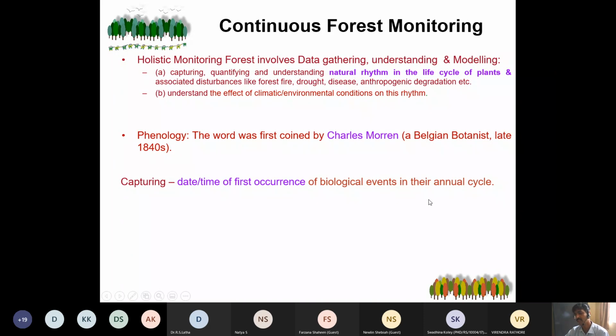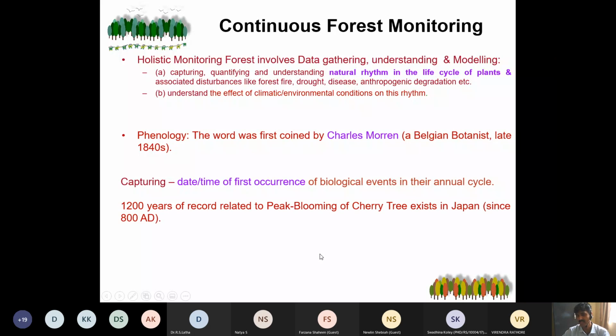In that species' annual cycle, we are looking into the first date or time of occurrence of that event. We want to capture it. We want to record it. Now you may be wondering whether people really take pains to do that. Is it useful? Yes, it is very, very useful, and people have really spent their lifetime.